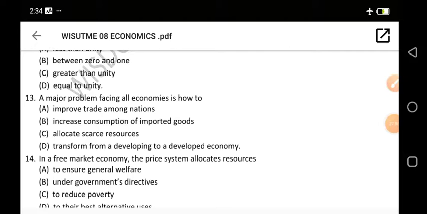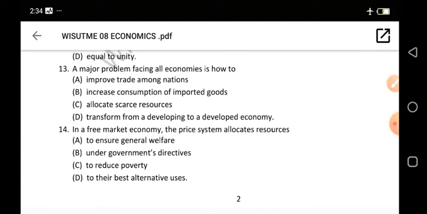So that will take us to number 14. In a free market economy, remember I told you that a free market economy is the same thing as a capitalist economy. The price system allocates resources. When we talk about the price system, we're talking about the forces of demand and supply. The relationship between demand and supply determines the price, if you remember your equilibrium points.